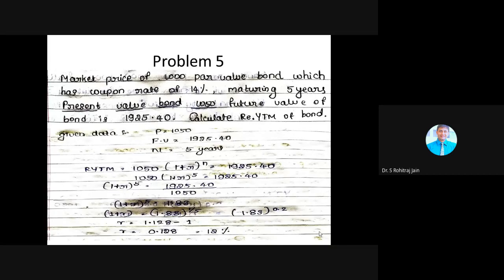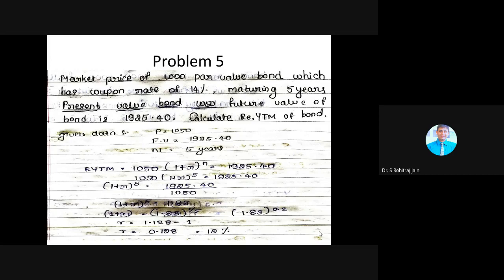Now you list, ma'am, what all given data? What all they have given? So here, present value of bond is 1,050, sir. Maturity period is 5 years. And coupon rate is 14%. Very good. And the future value of bond is 1,925.40. Okay. Thank you so much, ma'am.